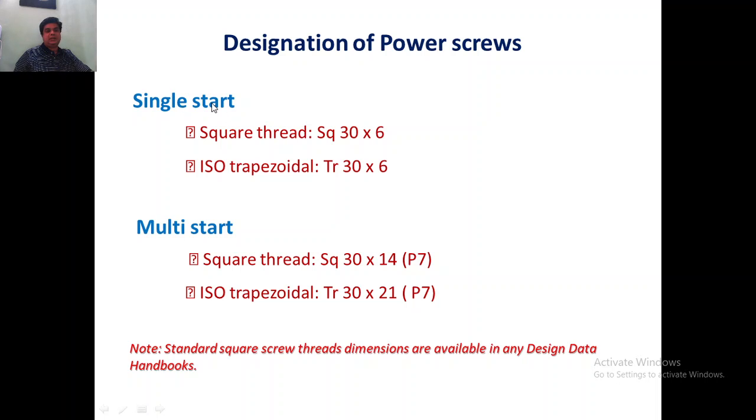So again, in a single start thread, as I told you just now, we have only the pitch, the form, and the screw diameter. Whereas in multi-start we have the pitch in bracket, and the lead is also mentioned here, apart from the form of the thread and the diameter of the screw rod. And also you can use the data handbooks. In data handbooks, the standard forms or standard dimensions of the different threads are given.